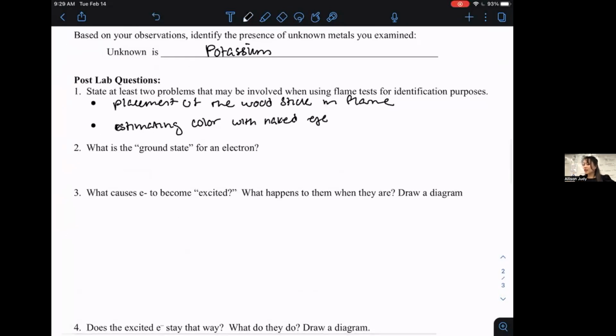Ground state, okay? What is the ground state for an electron? What do we say, Mary? Like the usual low energy state. Yes, it's the lowest energy state, or what we could call arrangement. Where is the lowest energy place that we could put it? Okay. One could say it is the natural and desired state, right?